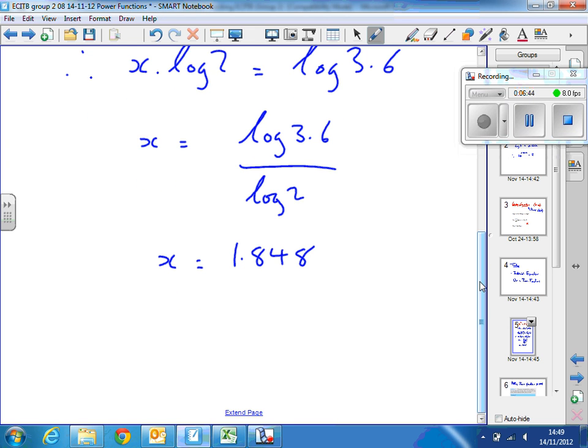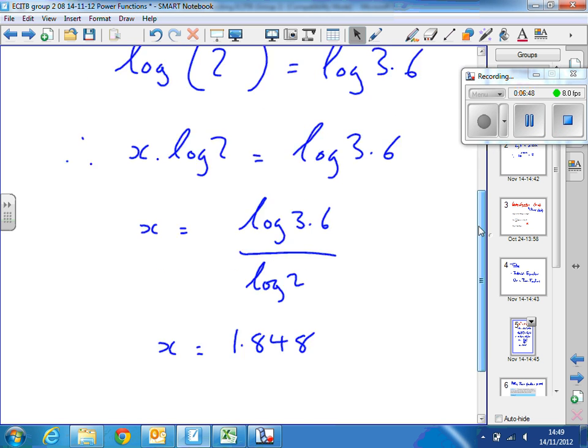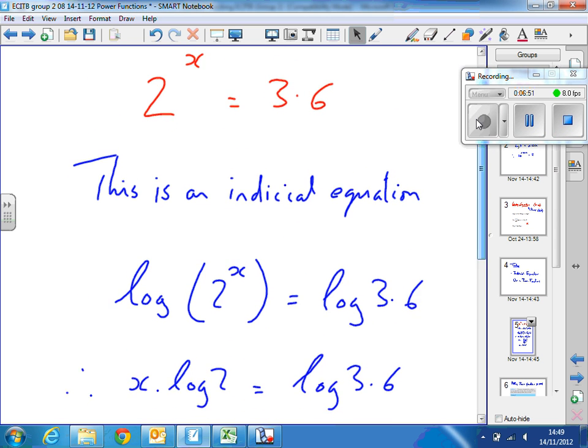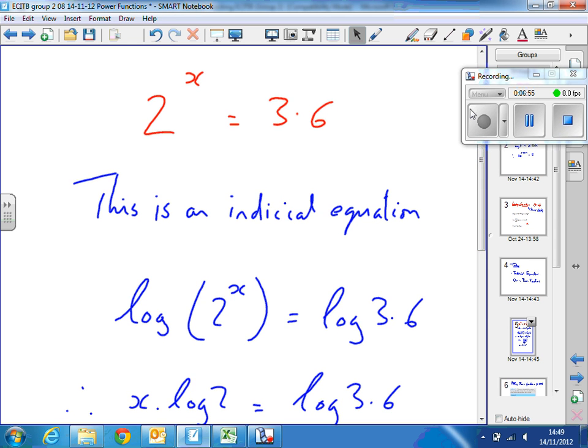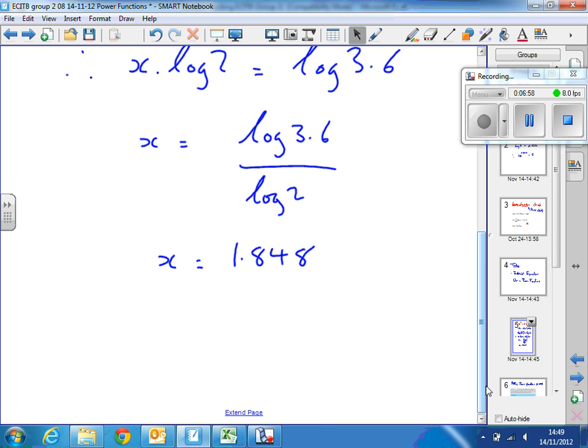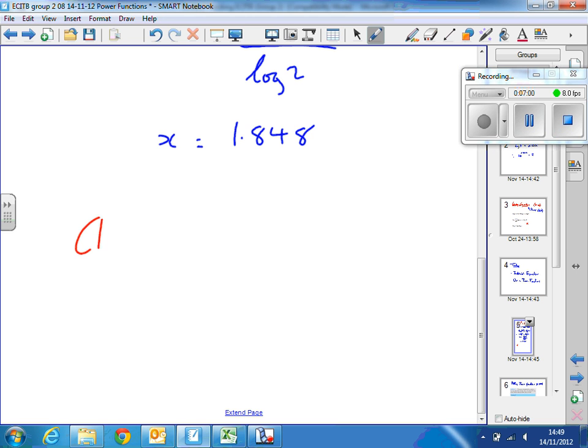How would we check that this was right? Go back to the question. 2 to the x equals 3.6. So what can we do now to check this is right? Right, so to check, and we always look for ways to check these things, 2 to the 1.848 should within a little bit equal 3.6. So that's quite a long way out then.